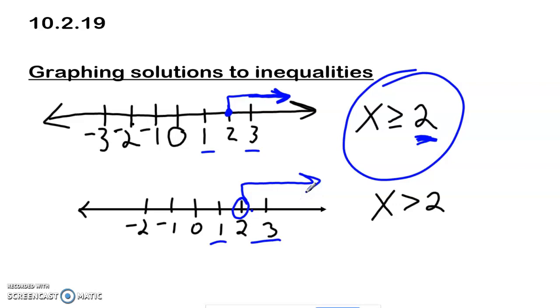So the difference between those two graphs: we have a filled in circle at 2 here on the top graph, because it is equal to 2. We don't have a filled in circle, we have an open circle at 2 here because it's only greater than, it's not equal to 2.